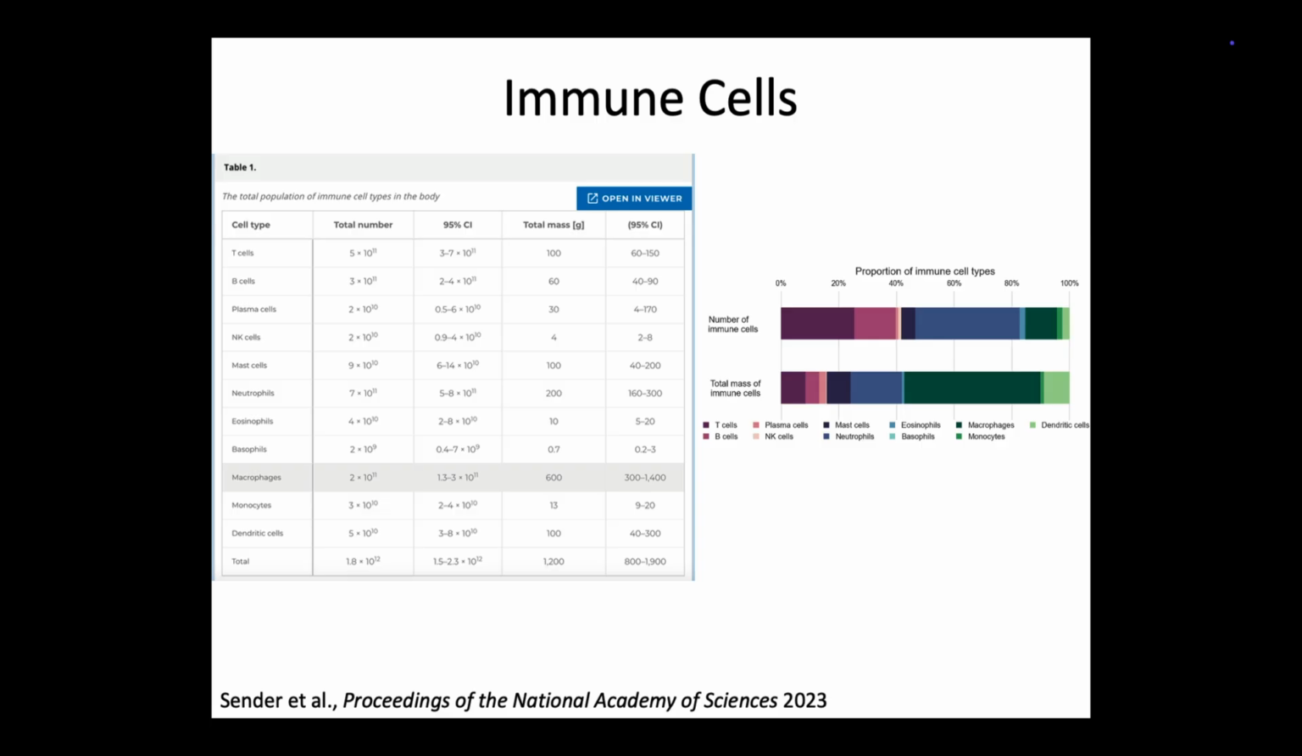So this is showing you at the top percentages based on number of cells. You can see it's a lot of neutrophils, a fair amount of lymphocytes. This is if you do the percents by how much of your weight they are, and you're all macrophages, at least in terms of your immune system weight. I literally did not know that till I read this paper, and I was just floored.